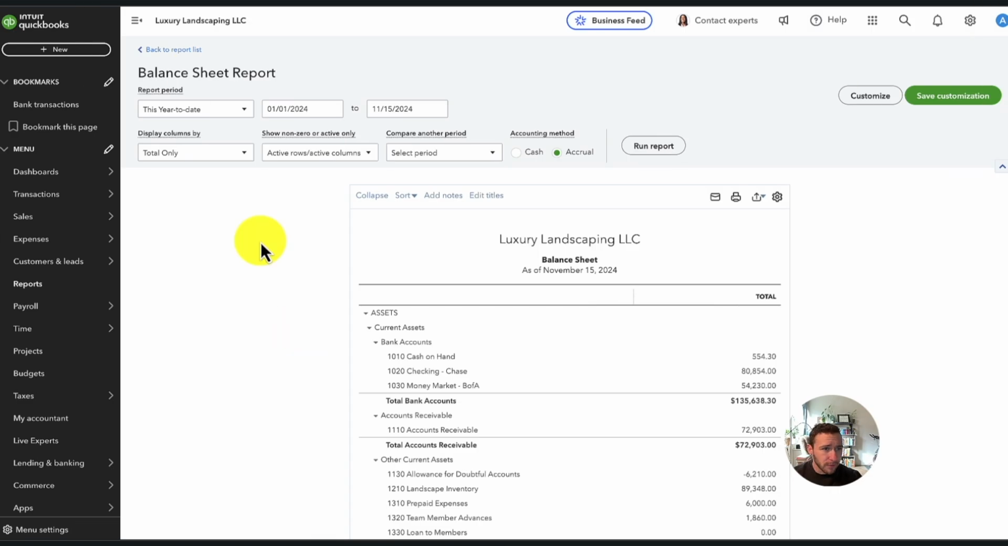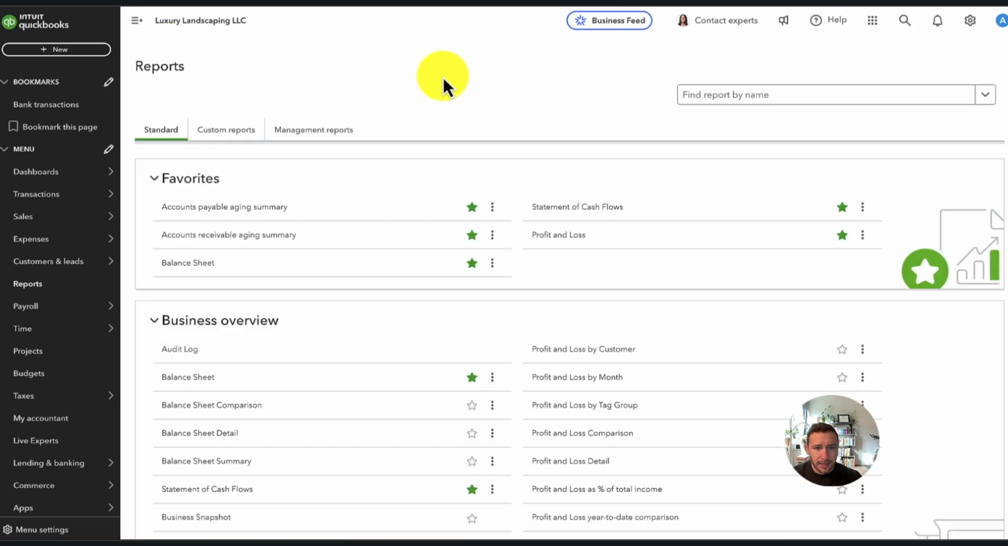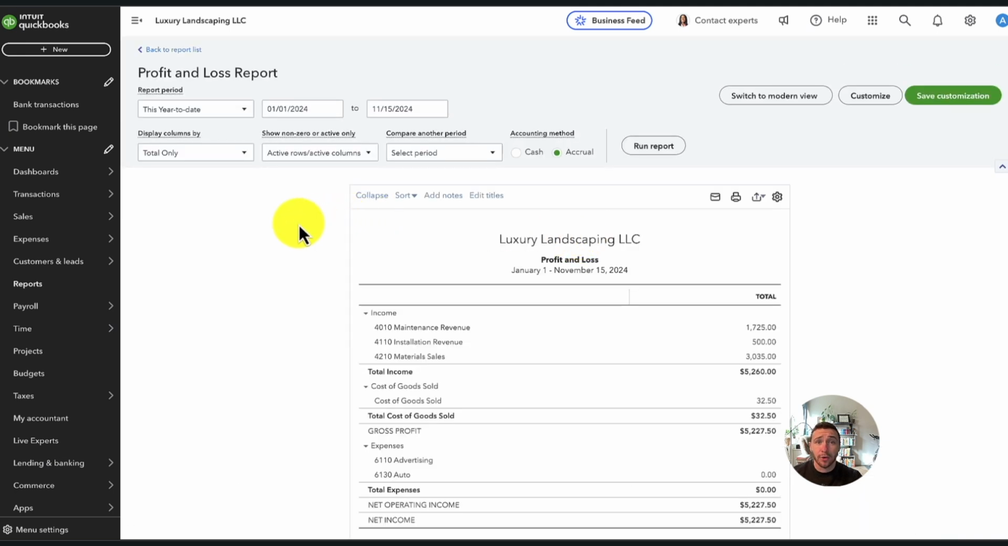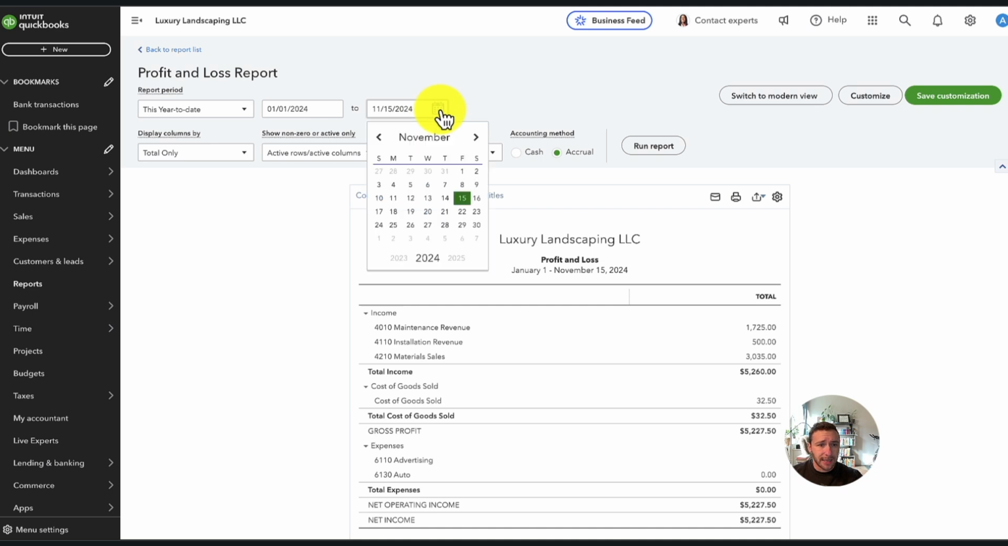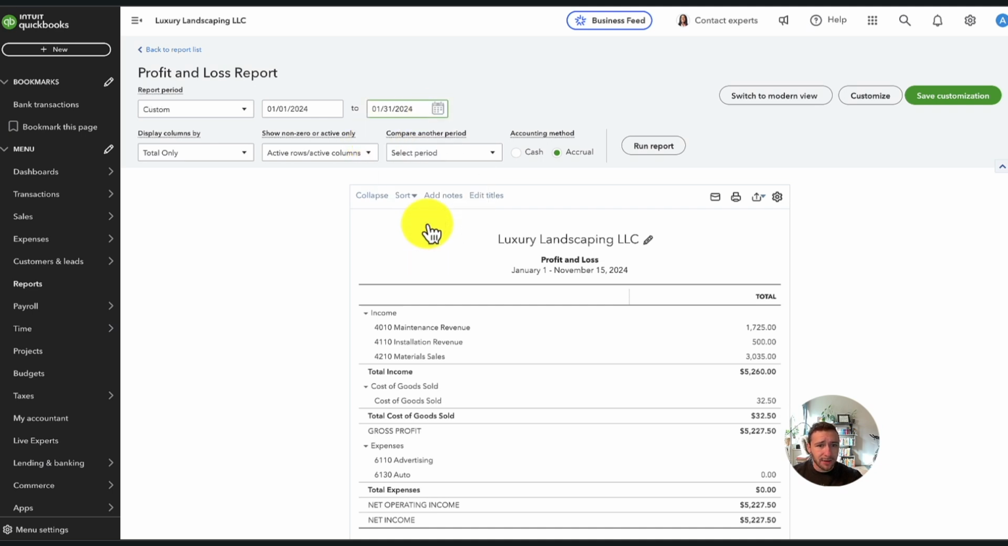Now, moving forward, we'll go back to the report list. And next, we're going to look at your profit and loss. Your profit and loss statement is also known as the income statement. Unlike a balance sheet, profit and loss covers a period of time. Usually, most businesses will look at it on a monthly basis, and it's worthwhile to track what your profit and loss looks like from month to month.